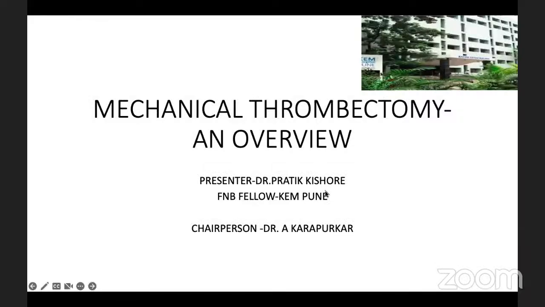The topic for today is mechanical thrombectomy, an overview. I am Dr. Pratik Kishore, fellow under Alurkar sir, and Karaburkar sir will be chairing the session.